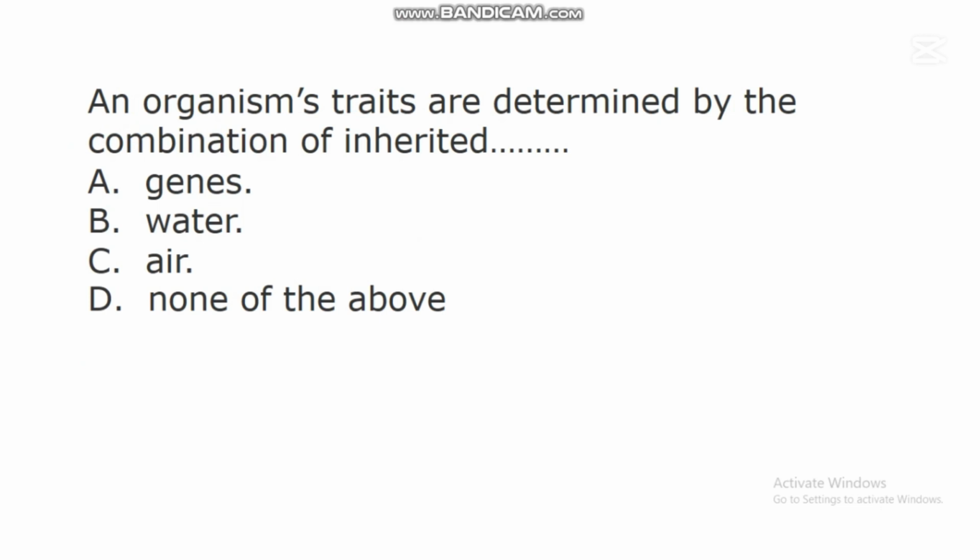The next question says, an organism's traits are determined by the combination of inherited dash. A. Genes. B. Water. C. Air. D. None of the above. In this question, the correct answer is A. Genes. So, an organism's traits are determined by combination of inherited genes.